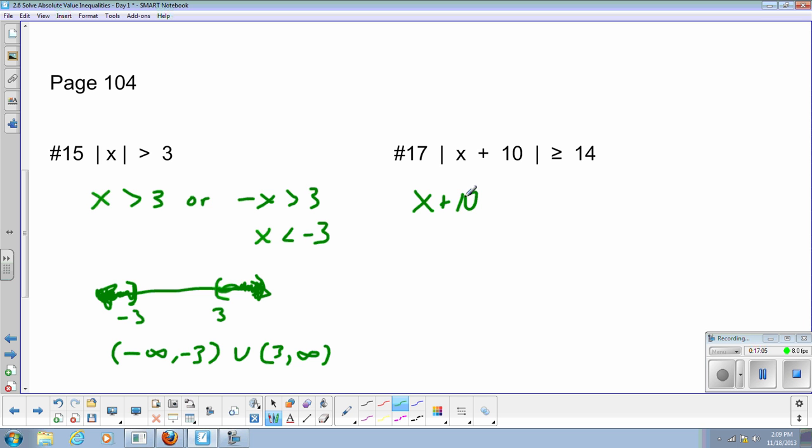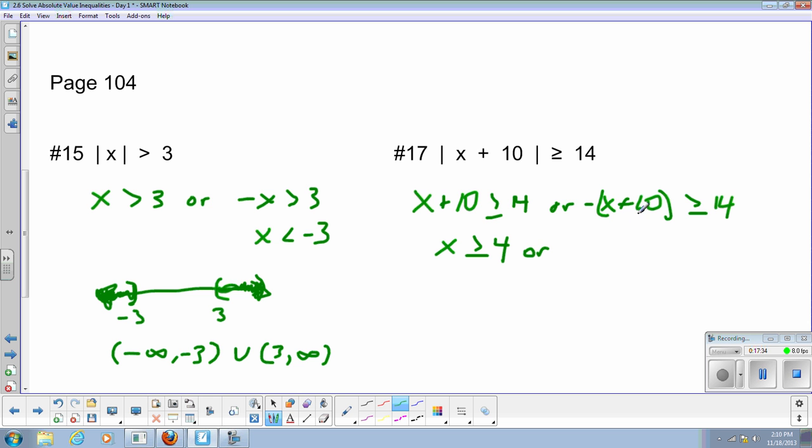Number 17, |x plus 10|. Inside will be the same as it is, greater than or equal to 14, or the opposite of x plus 10 is greater than or equal to 14. Solve the left inequality. Subtract 10 on both sides. X is greater than or equal to 4. Or.